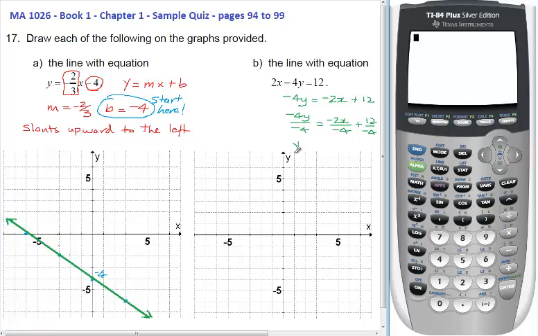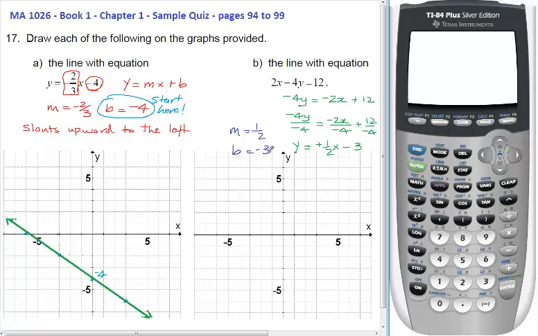Now I got y equal to negative over negative, which is positive first of all. 2 over 4 reduces to 1/2 x. Positive 12 divided by negative 4 is negative 3. So now I know my slope. What is my slope here? The slope of b is the number in front of x, which is positive 1/2. And I know the y-intercept is this value here, which is negative 3. So b is equal to negative 3.